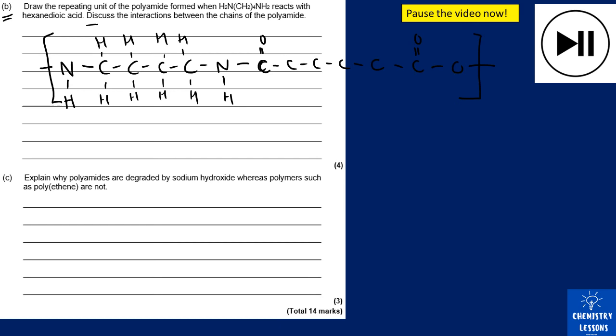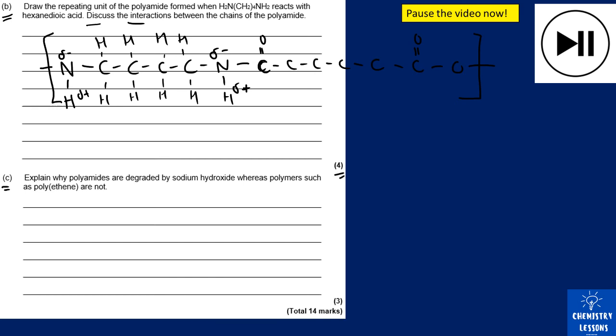And then it says discuss the interactions between chains of polyamides. Well, they'll be van der Waals, but the main or the strongest intermolecular force is going to be hydrogen bonding due to that NH polar bond. So the idea that it's got the NH polar bond, which will allow it to show hydrogen bonding between polymer chains. So there's one mark for identifying hydrogen bonds and the second mark for explaining. Okay, so there's my 4 marks.